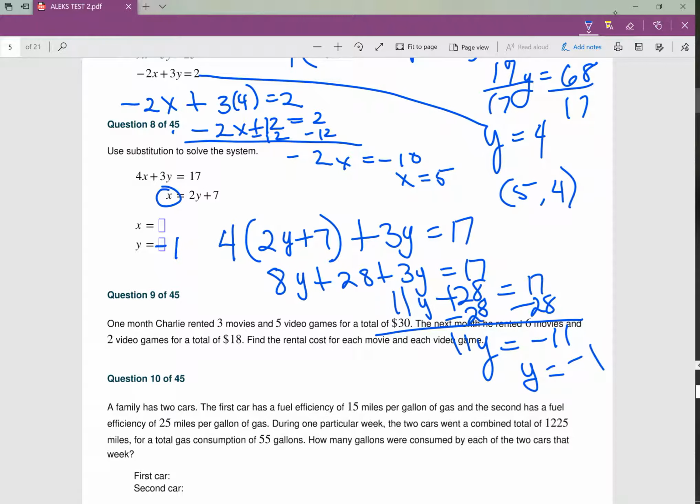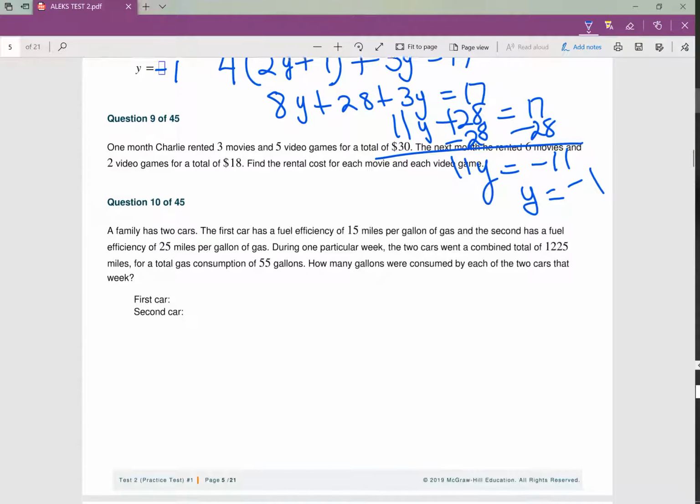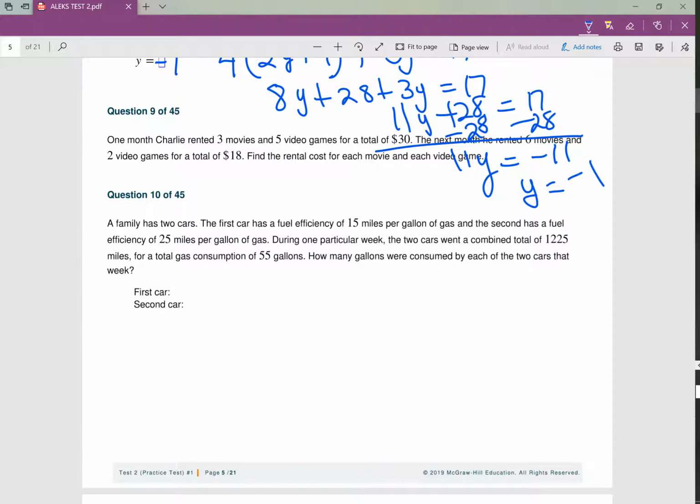If y is negative 1, I can just substitute that in there, and therefore x equals 2 times negative 1 plus 7, okay, and I'm working here, which means that this becomes 7 minus 2, which is 5, and that's your solution set for that. Let me erase a little bit here so you can see a little better, and I'm going to stop the video at number 10.